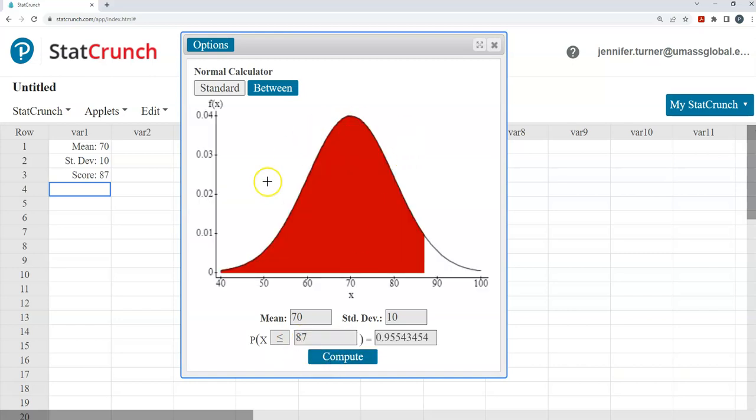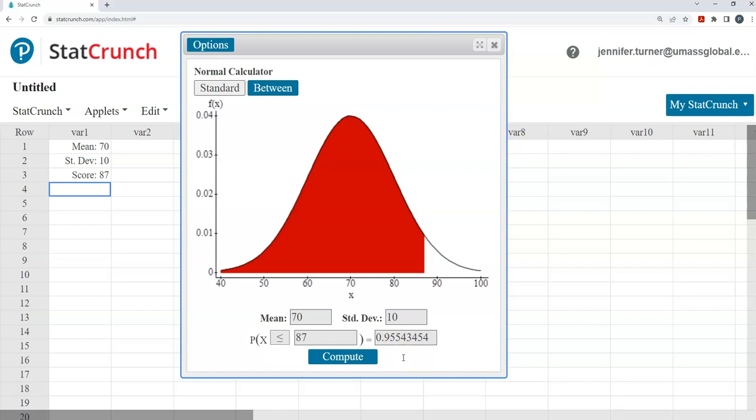And so I get here a nice curve on the top. Here I see the 87, which is the point I was interested in. Notice the mean of 70 is right in the middle. And this number right here is the percentile. So on this test, which again had a mean of 70, a standard deviation of 10, a person who scored an 87 would have scored better than 95.5% of other people. So this would have been a very excellent score on this test.